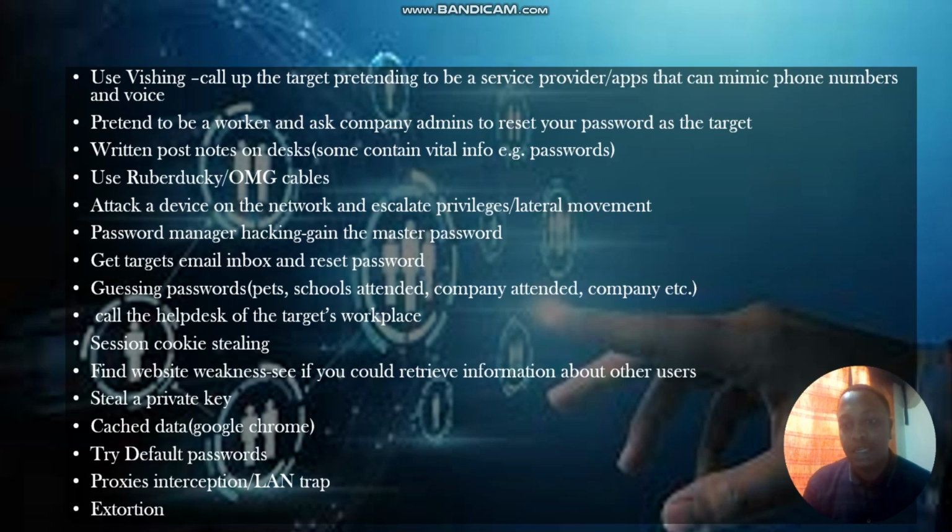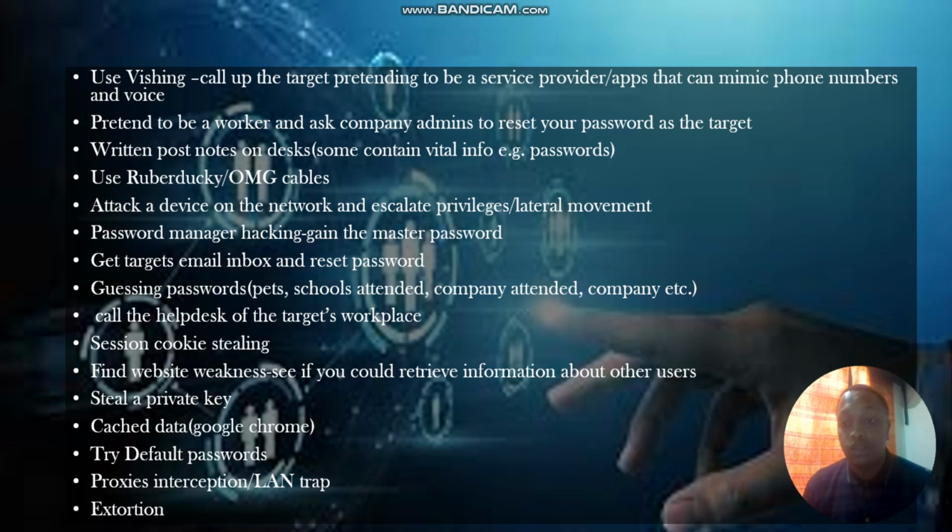Now, another way we could do this is by using phishing links. And when we're talking about this, we are talking about voice phishing. When we are sending links in written form, we are calling that phishing. But when we call a target, pretending to be a service provider, and mimic phone numbers and voice, then that is what we call voice phishing.